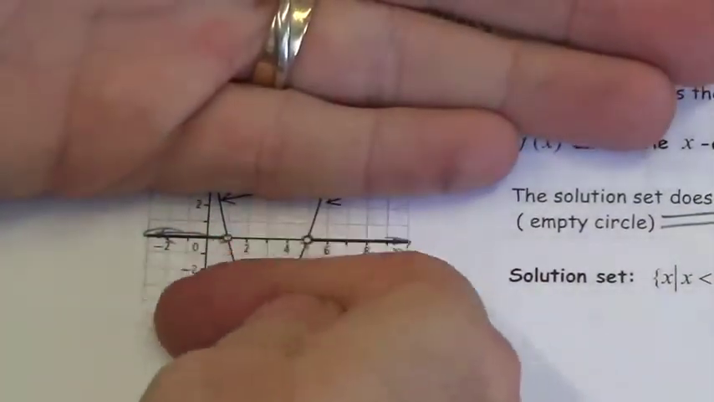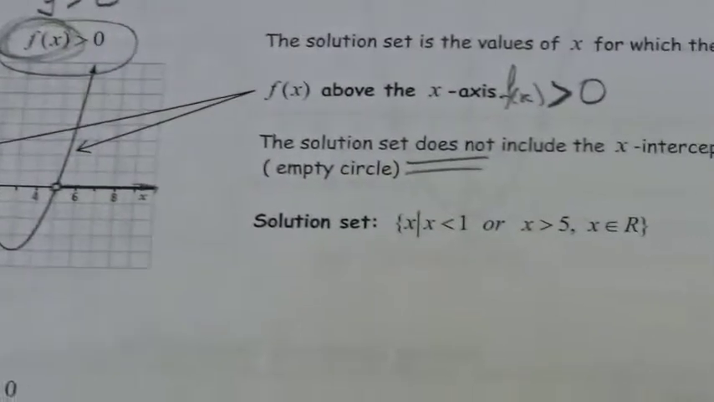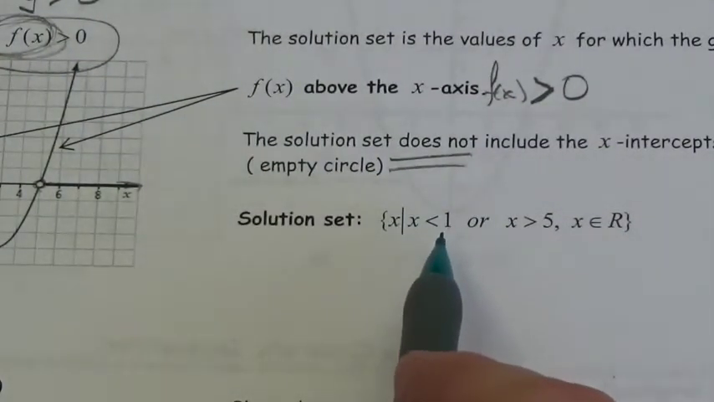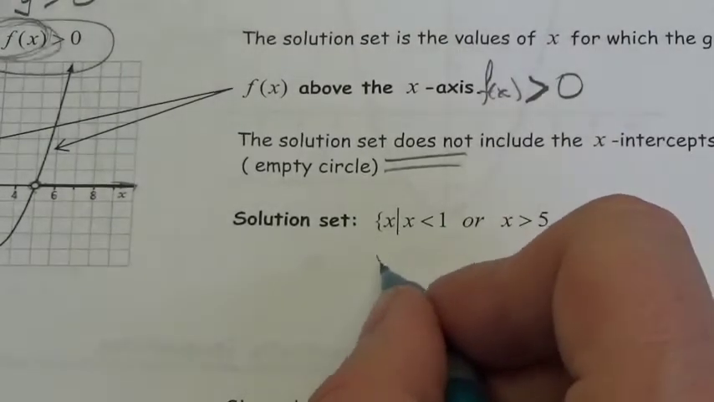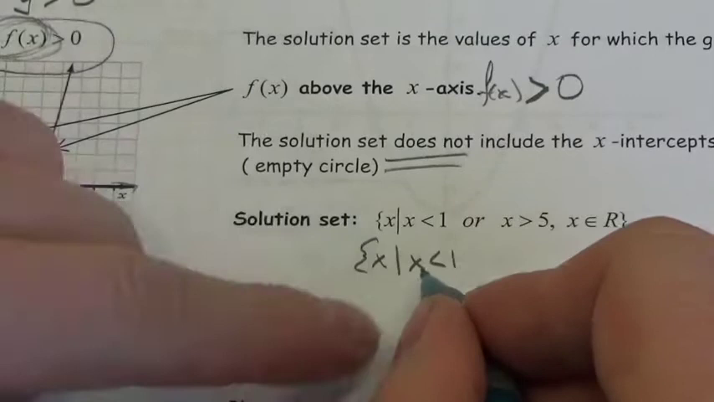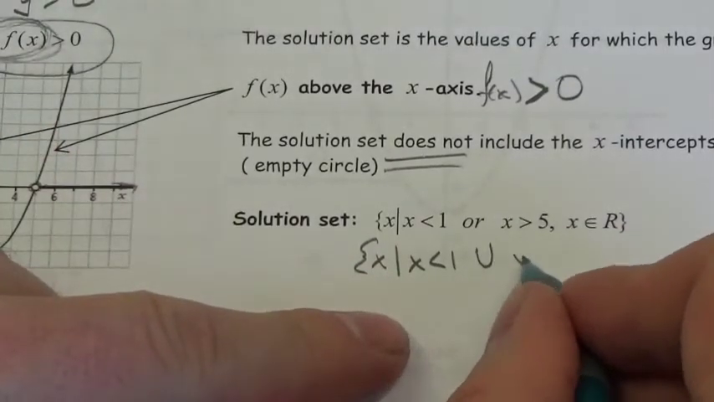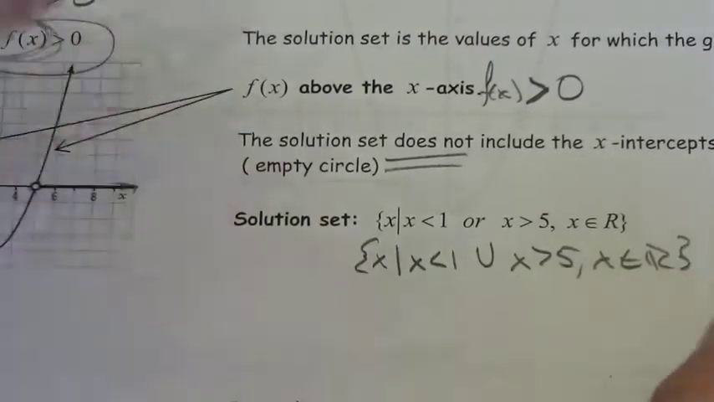We're really only using that number line to give us our solution. And so our solution set here is going to be where x is less than 1 or x is greater than 5. Now, if you really want to look super intelligent when you give this answer, you'd say x is less than 1 union x is greater than 5. It means the exact same thing, it just looks cooler.